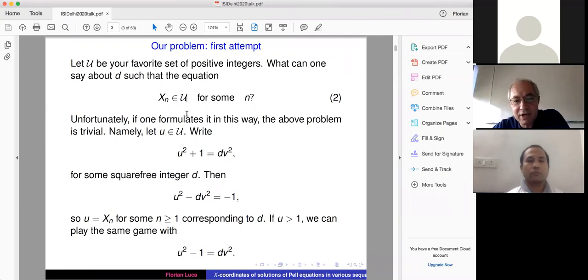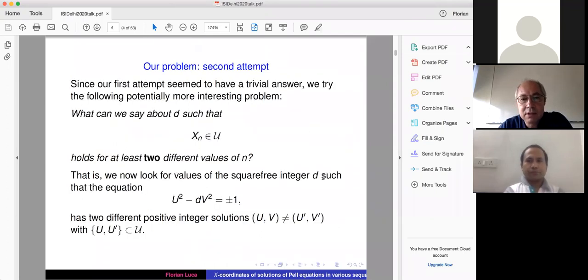and I get a positive integer, which I can write as d times a square for some square-free integer d. And then I just shuffle these two guys around, and I have x squared minus d v squared equal negative 1. So u must be the nth solution for some d. So in this way, the problem is trivial. And if u is bigger than 1, you can play the same game with u squared minus 1 equal d v squared. Well, so the first attempt was not very successful.